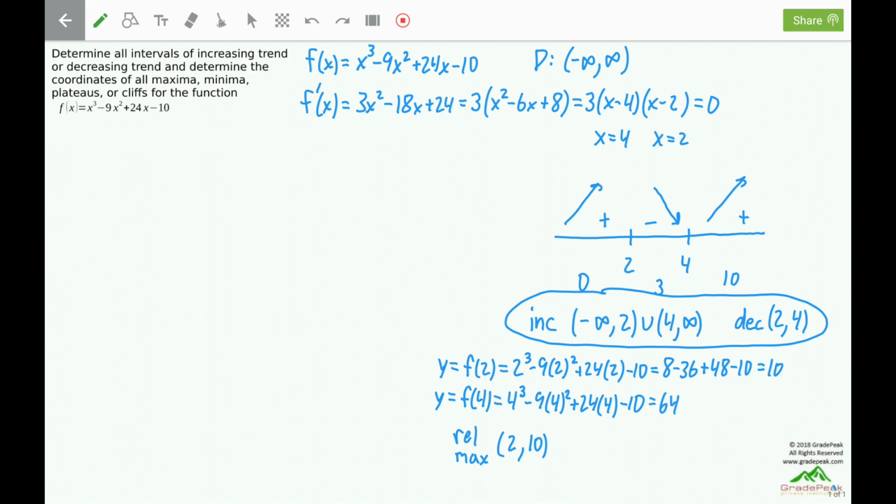4 cubed is 64. 4 squared is 16 times a negative 9 will be a negative 144. Plus 24 times 4 will be a positive 96, and then minus 10. 64 minus 144 will be a negative 80. Plus 96 will be a 16, minus 10 will be a 6.